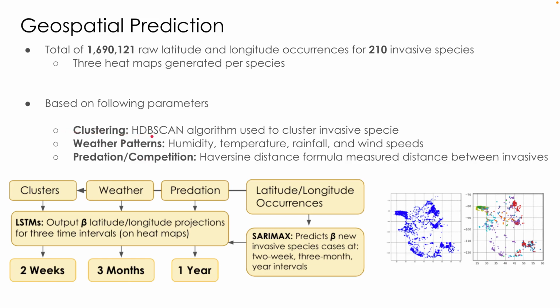And so the HDBSCAN algorithm, as you can see here, for example, creates automatic clusters of invasive species. There are also weather patterns like humidity, temperature, and rainfall, and predation and competition using the Haversine distance formula to measure competition between invasive species of similar types. So these parameters are all passed into the LSTMs, which create 3 separate heat maps of spread.